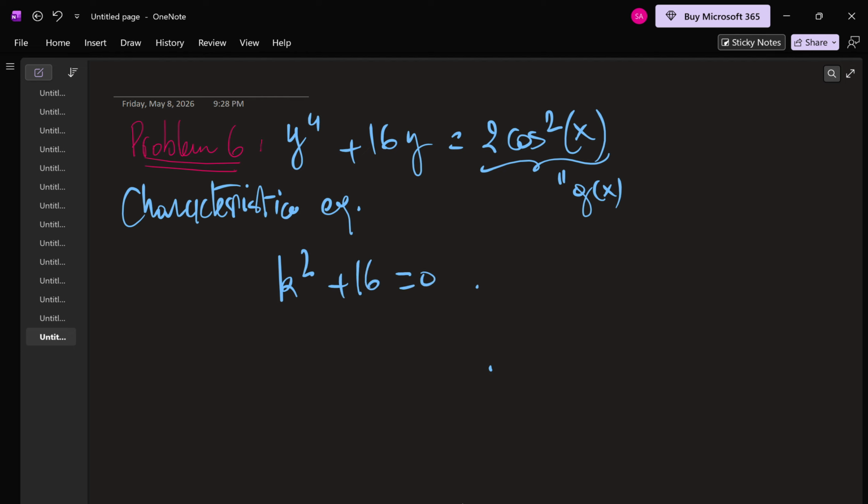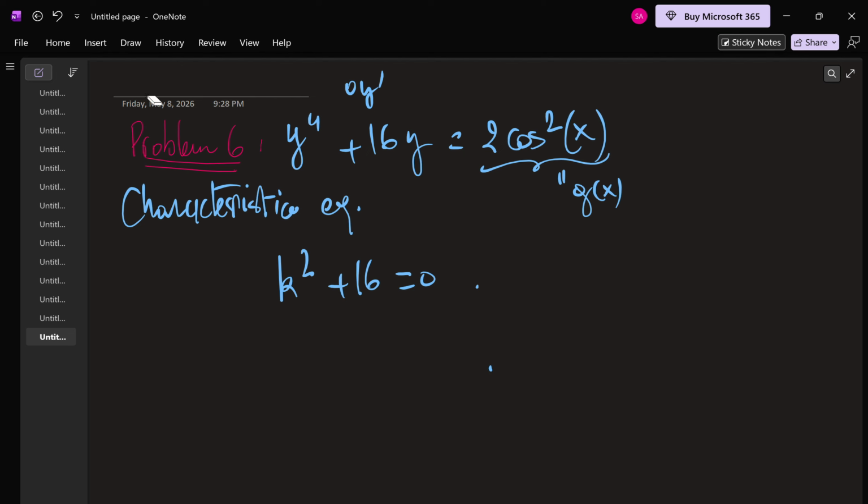Remember, this is y double prime, and you have 0 times y prime. So we have 1 times k squared plus 0 times k plus 16. Don't forget, in the exam many of you put 16k. Remember, we don't have y prime here, so it is only 16.